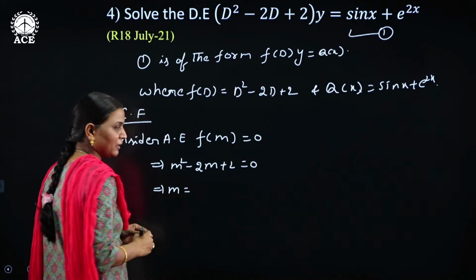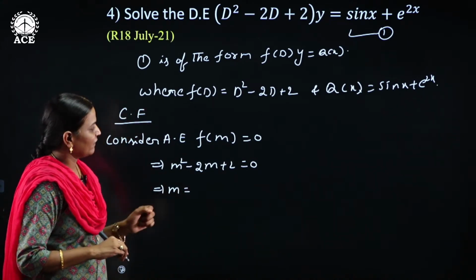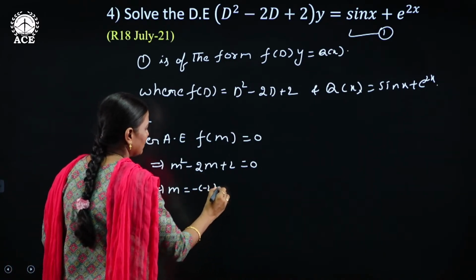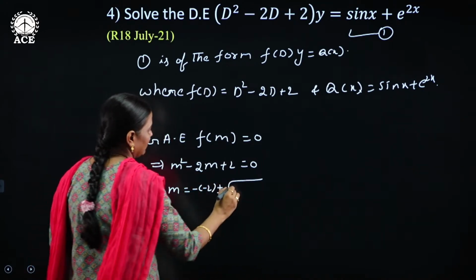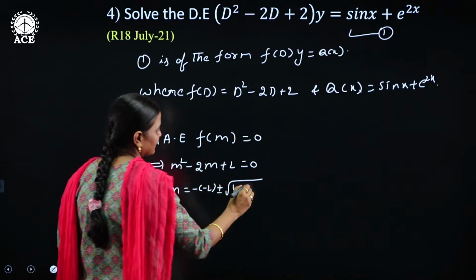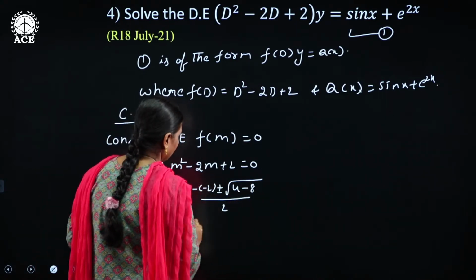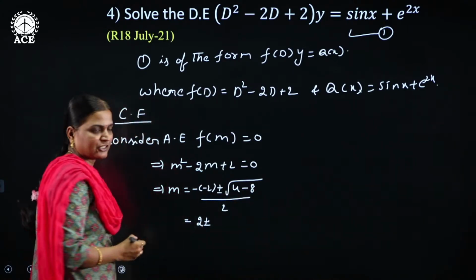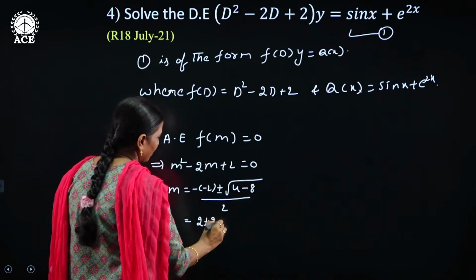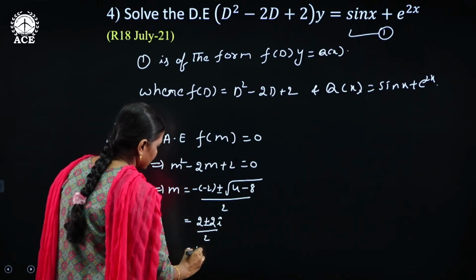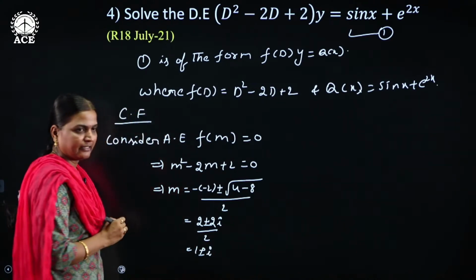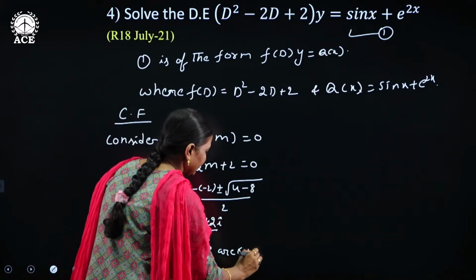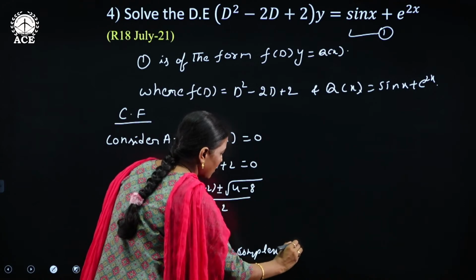m is equal to, apply the formula minus b plus or minus root over b square minus 4ac by 2a. Minus b, so minus into minus 2, plus or minus root over b square, 4, minus 4ac, 4 into 2 is 8, by 2. So that is 2 plus or minus root of 4 minus 8, which is root of minus 4, that is 2i, by 2. So which is equal to 1 plus or minus i. So what is the nature? Roots are complex and distinct.